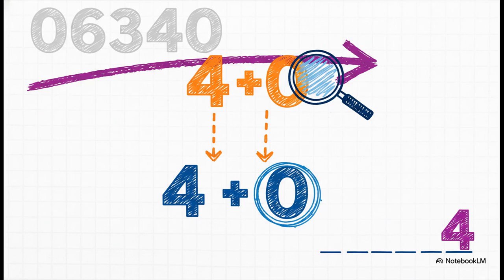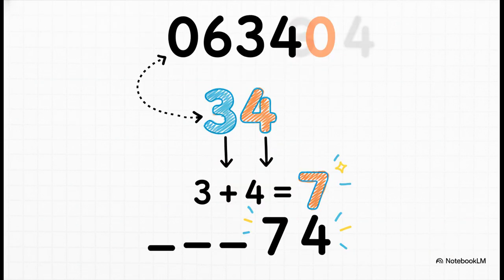All right, let's start building this answer from right to left. We start with the pair on the far right, 4 plus 0. Well, that's just 4. That's the last digit of our answer. Super easy. Okay, now we just slide over one spot to the left. Our new pair is 3 and 4. Add them up, 3 plus 4 is 7. That's our next digit. You can see how the answer is just kind of building itself.